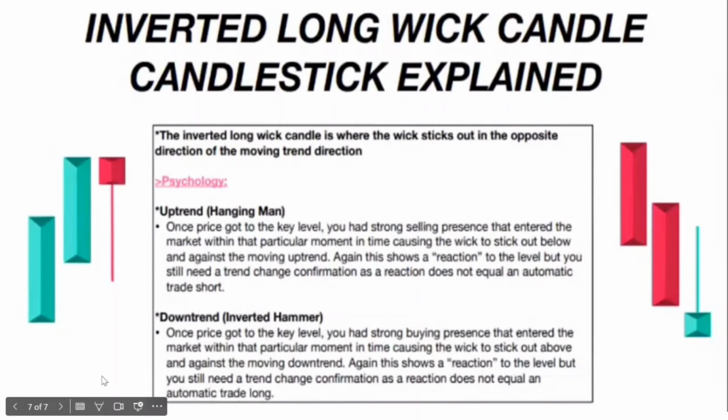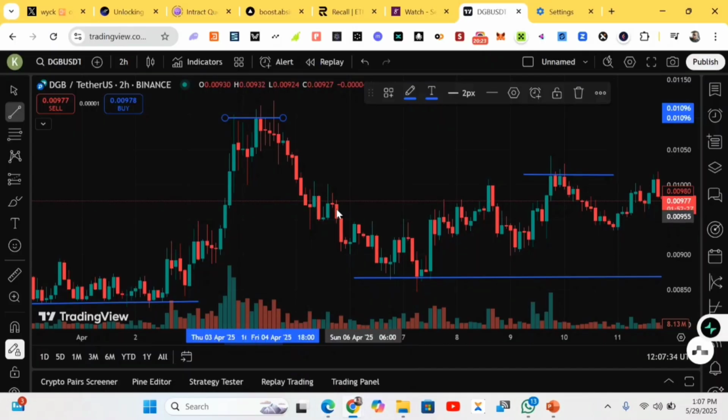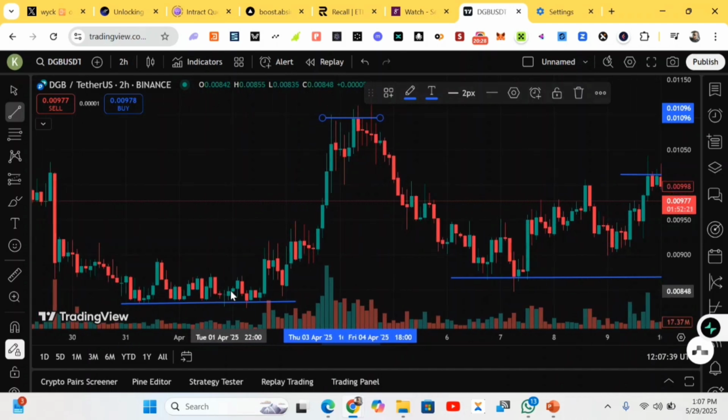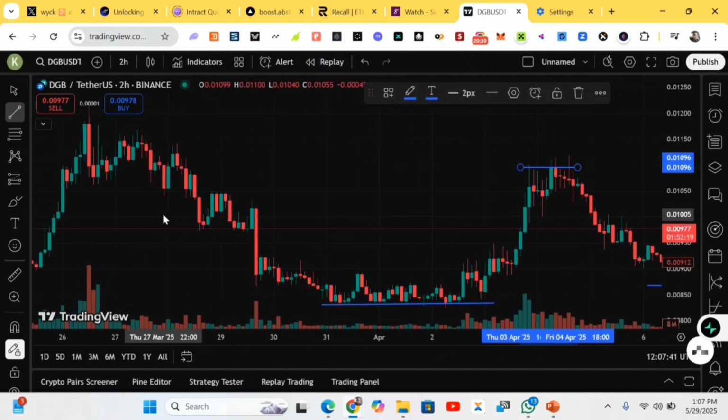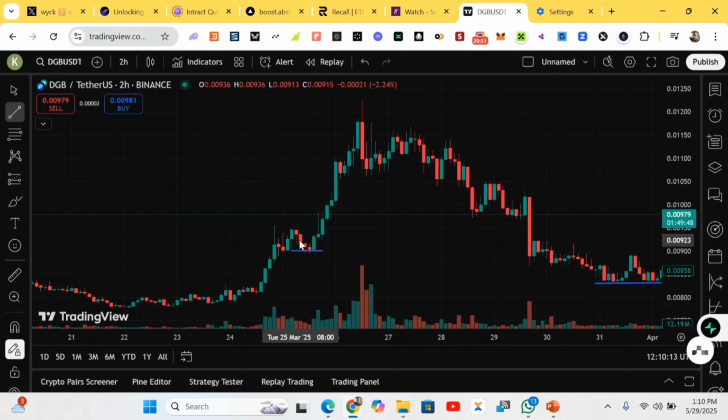Okay, so let me show you an example of an inverted long wick candle. We can call it a hanging man. So let's head over to our TradingView, which I'll be showing you guys right now. Okay, so guys, here we have it. This is the bearish candle. I'll be putting you through the example. You can see the three bearish candles over here.